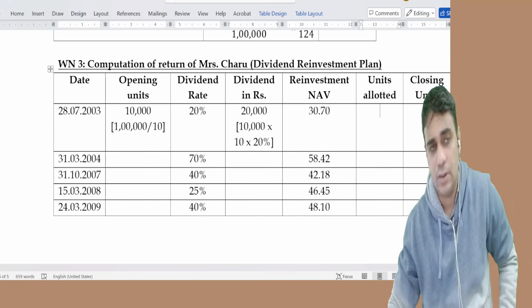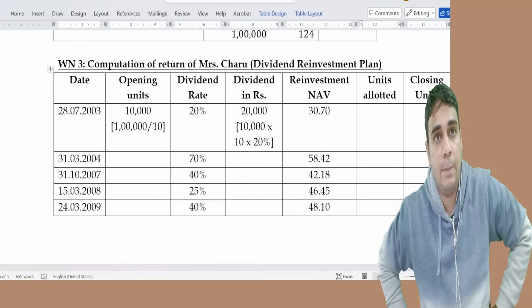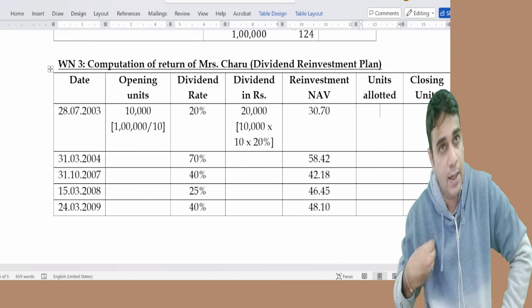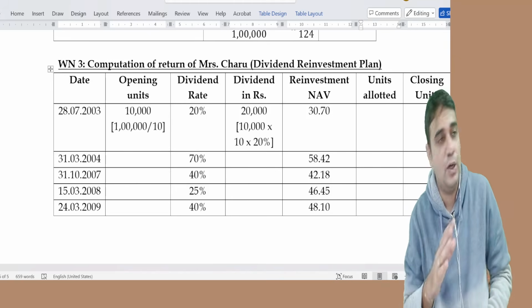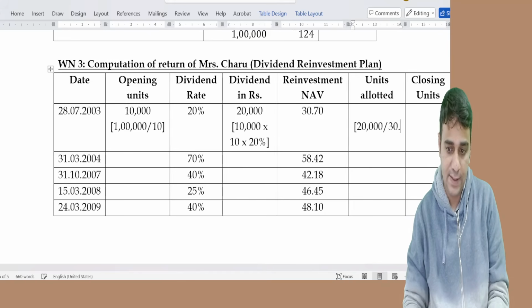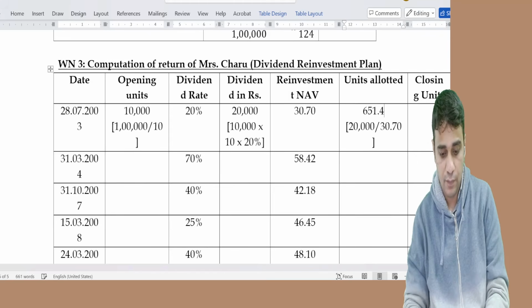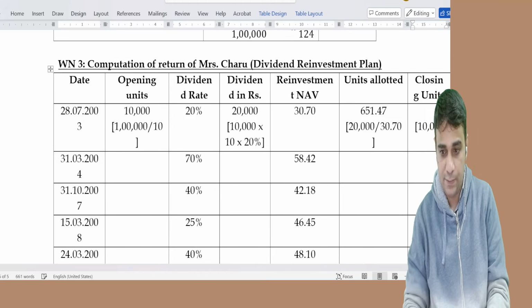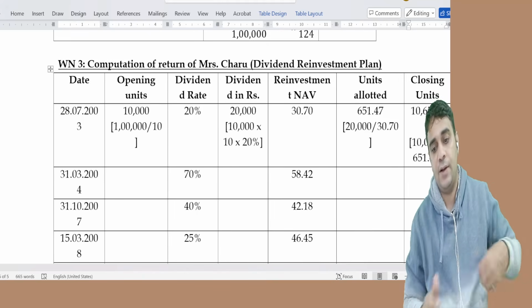We'll keep two-decimal calculation, as it's not given in the question. Units can be in decimals in the practical world. Again, I'm repeating, it can be in decimals. As an MF investor, I get 3-decimal units in the practical world, so you can do 3 also. I think the solution has done 2, so let's do 2. 20,000 divided by 30.70 gives 651.47. Closing is 10,000 plus 651.47, which is 10,651.47.